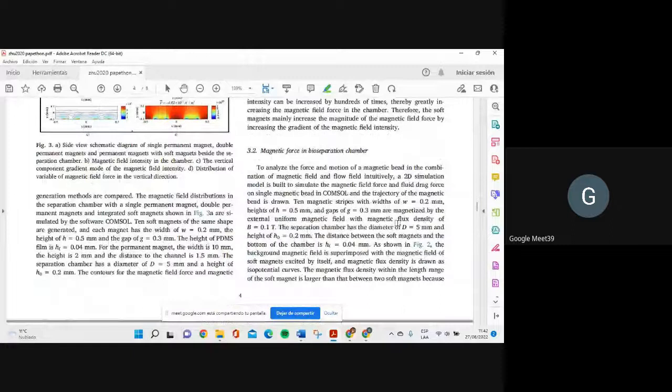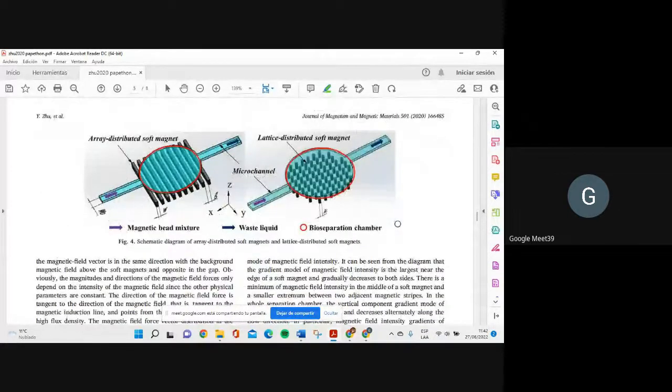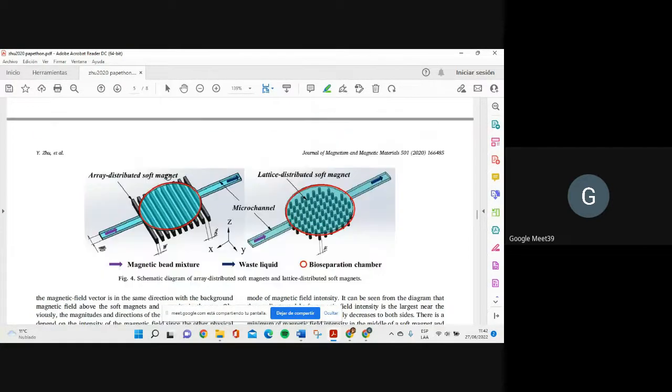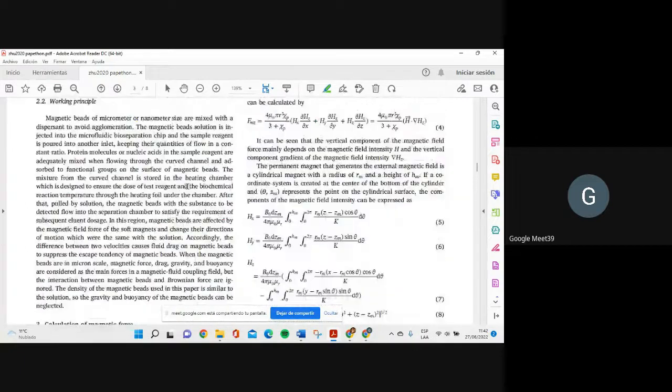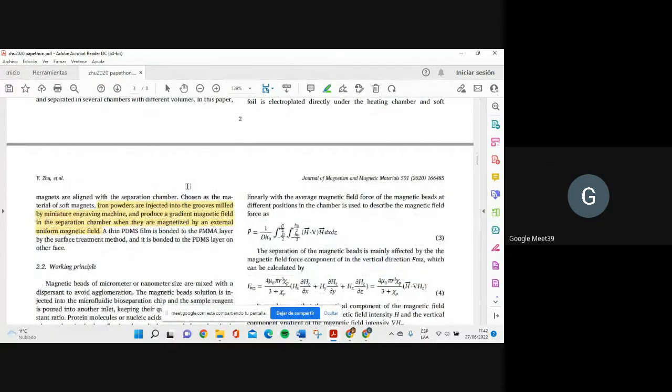It's a lot of mathematics as work. The thing that I want to talk about more in this paper, and that I was most interested in, was the distribution of these paramagnetic particles. They use soft magnets, in this case iron powder, and they inject it into grooves made by a miniaturizing engraving machine and produce a gradient magnetic field in the separation chamber when they are magnetized by an external uniform magnetic field.